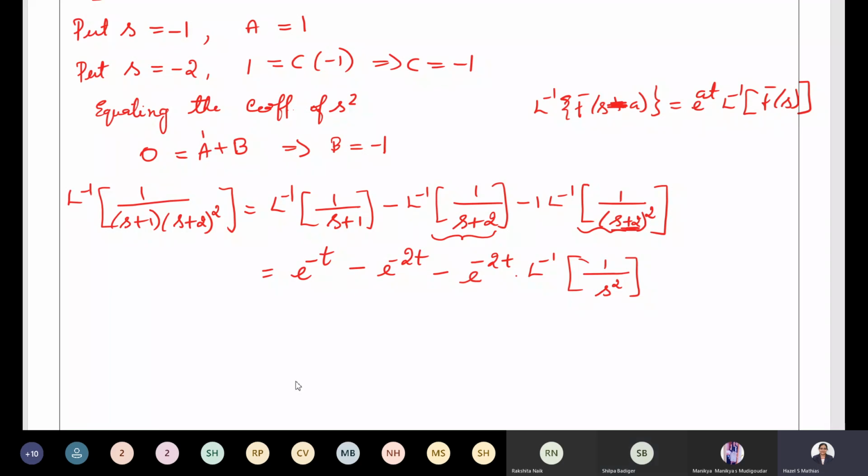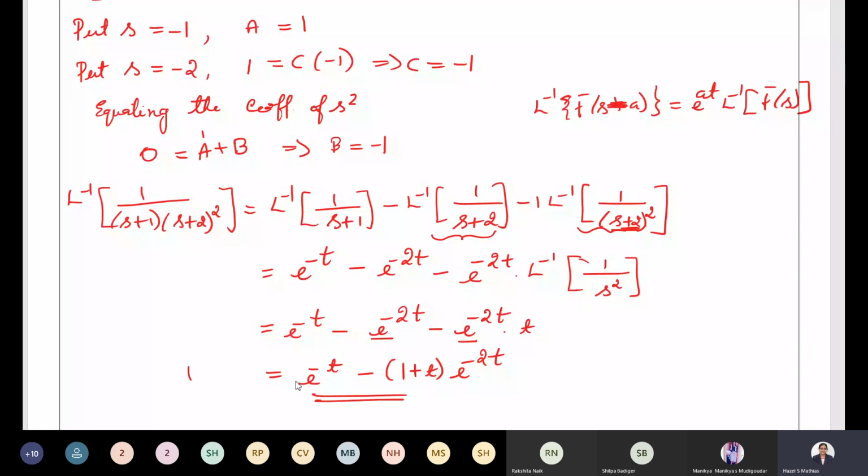Okay, now write it: e power minus t minus e power minus 2t minus, what do we have next? E power minus 2t into L inverse of 1 by s square. What is L inverse of 1 by s square? It is t by 1 factorial, so it is t. So what is the final answer? E power minus t minus (1 plus t) into e power minus 2t. Is it correct? If I take minus e power minus 2t as the common term, 1 plus t will remain. This is the inverse Laplace transform, or the solution of the given differential equation with certain initial conditions.